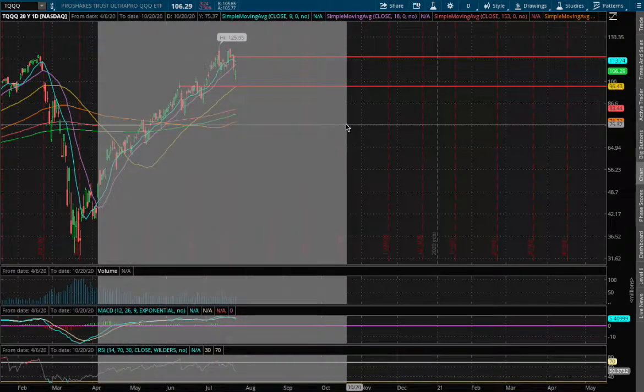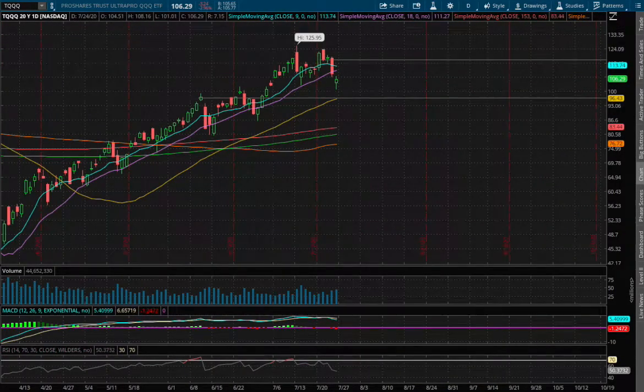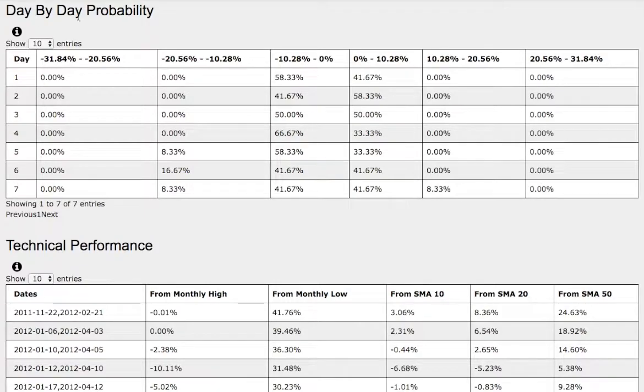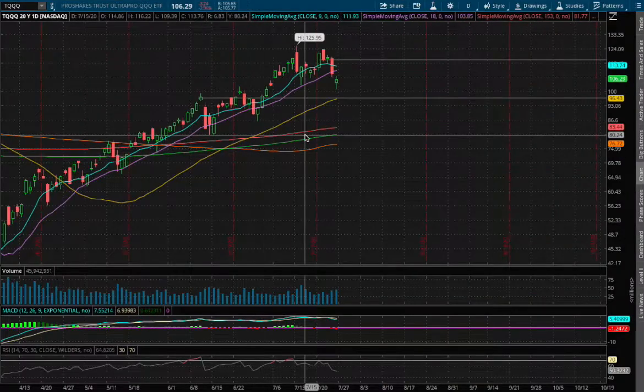Hello viewers, we'll be going over TQQ and SQQ. In this video, we'll be using the day-by-day probability model as our support and resistance gauges, and these models are based on past trends that are similar to the current trend but not identical, so do keep that in mind. So let's start off with TQQ.